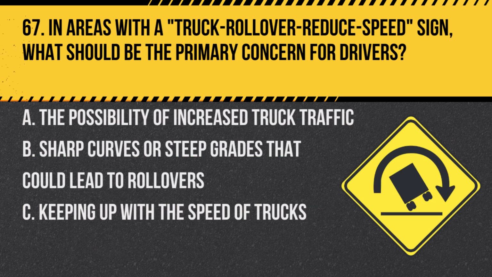Question 67. In areas with a truck rollover reduced speed sign, what should be the primary concern for drivers? A. The possibility of increased truck traffic. B. Sharp curves or steep grades that could lead to rollovers. C. Keeping up with the speed of trucks. Answer: B. Sharp curves or steep grades that could lead to rollovers. Drivers should reduce speed and drive cautiously in these areas.